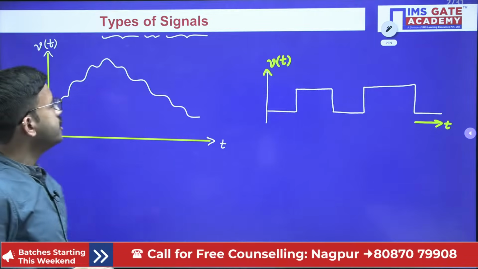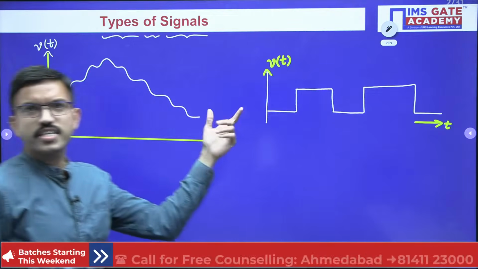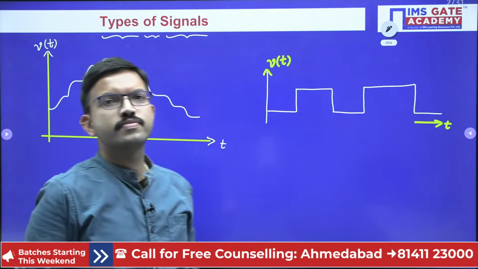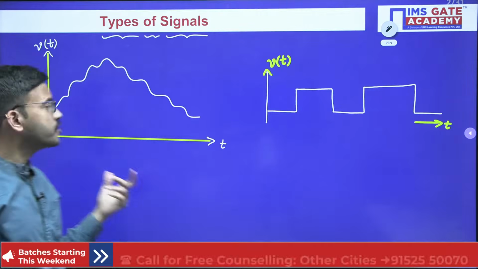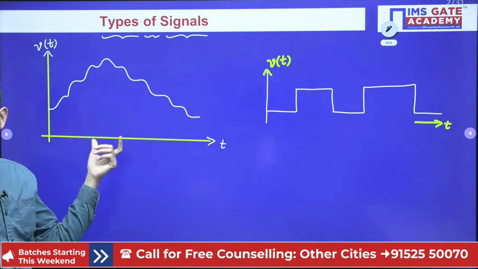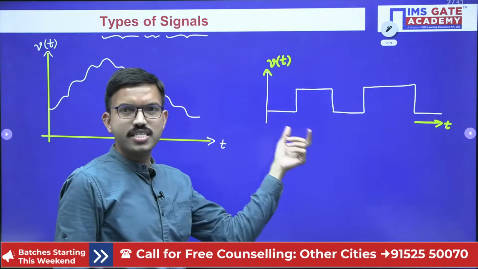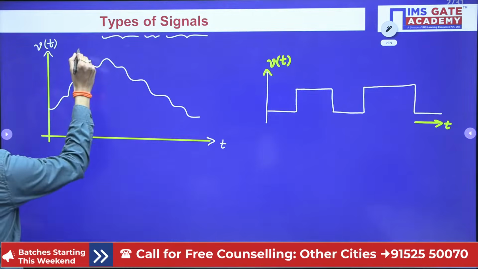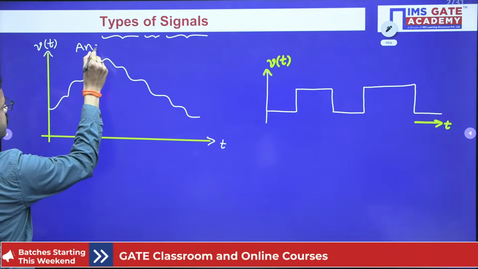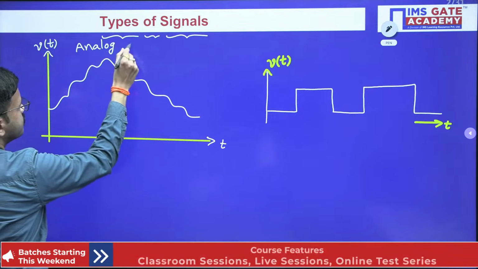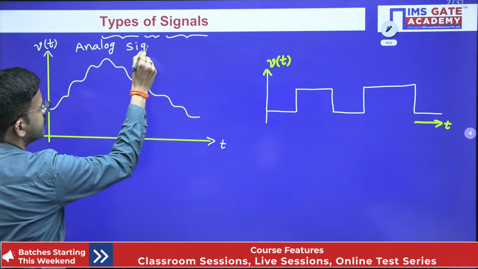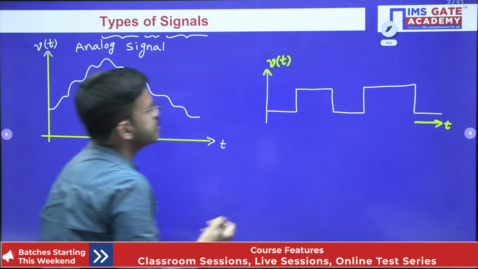Now, can you identify what is the first signal and what is the second signal? Yes, all of you can guess that the first signal is an analog signal, whereas the second signal is a digital signal, right? So the first one is the analog signal, whereas the second signal is the digital signal.